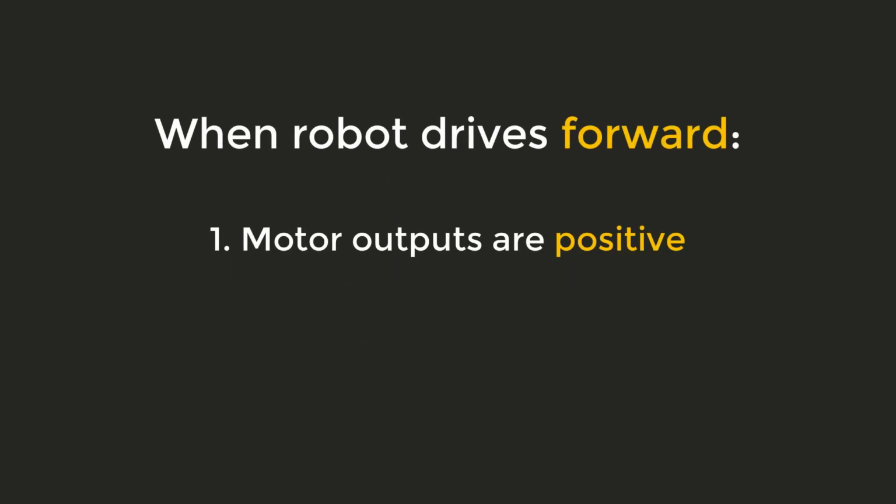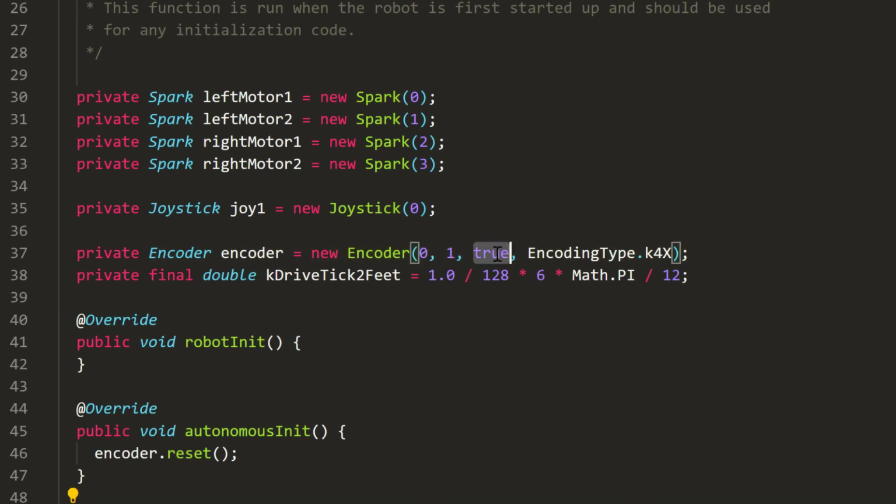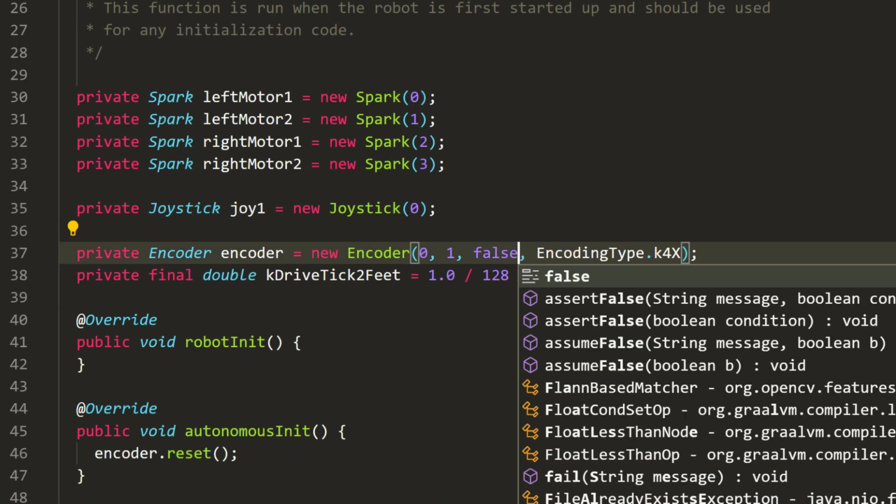faster. The solution is to make sure both the motor outputs and the encoder readings are positive when the robot goes forward. In the code, we will fix this by changing the encoder reverse direction to false.